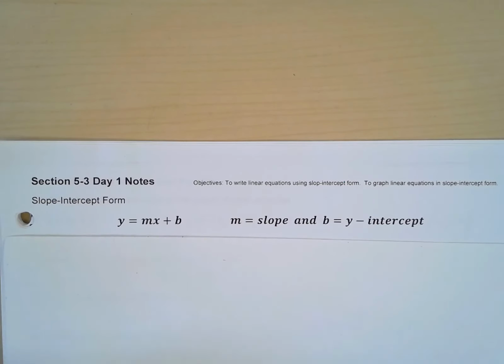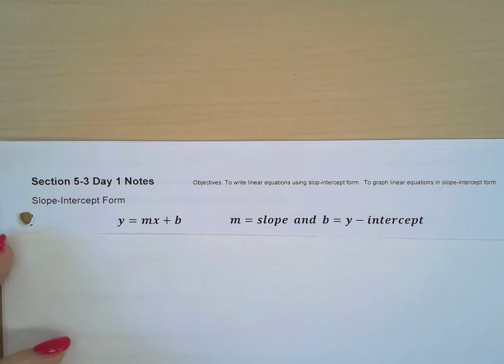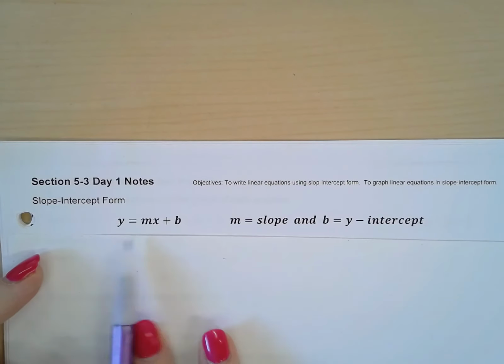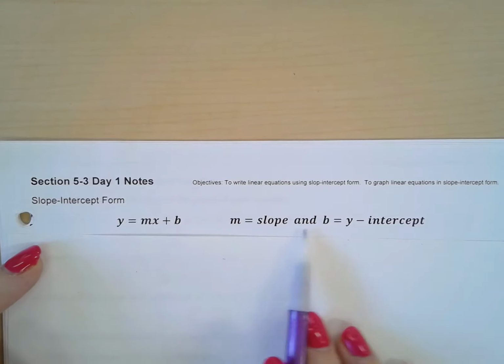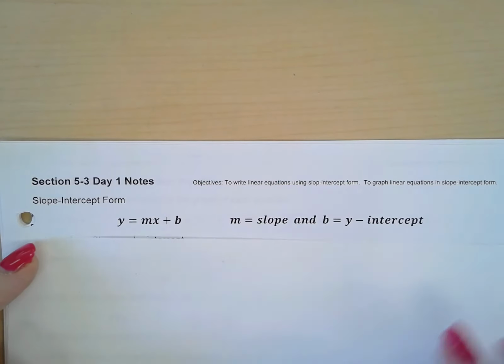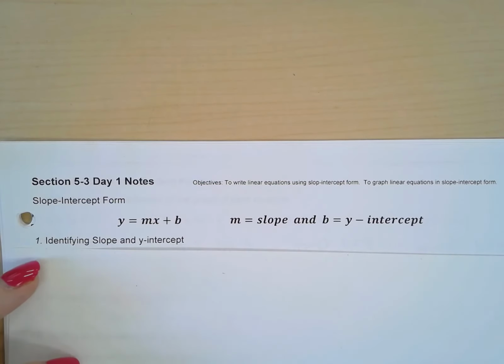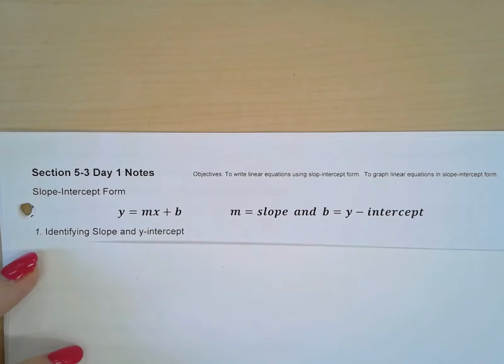This is Chapter 5, Section 3, Day 1 notes. Today we're going to be talking about slope-intercept form, which you all probably have heard before, where y equals mx plus b, where m is the slope of the line and b is the y-intercept. So step 1 is actually identifying the slope and the y-intercept.